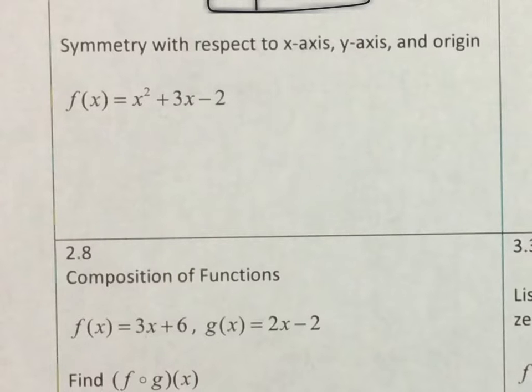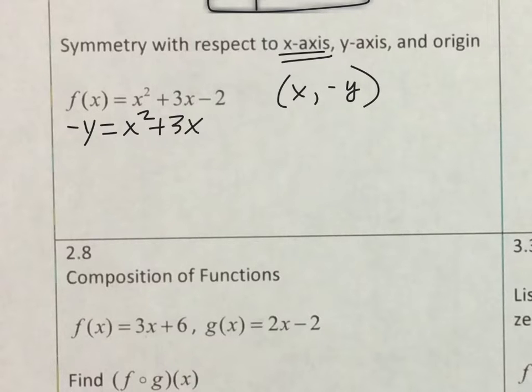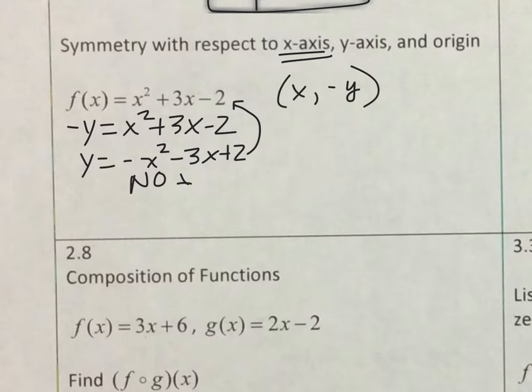Okay, as far as symmetry is concerned, remember to check for x-axis symmetry. We put negative y into the function and see if it held true. If I do that here, negative y would equal x squared plus 3x minus 2. Solving for y gives me y equal to negative x squared minus 3x plus 2, which is not consistent with what we started with. So we do not have x-axis symmetry. No, that says no x-axis. It's just very ugly. Okay.